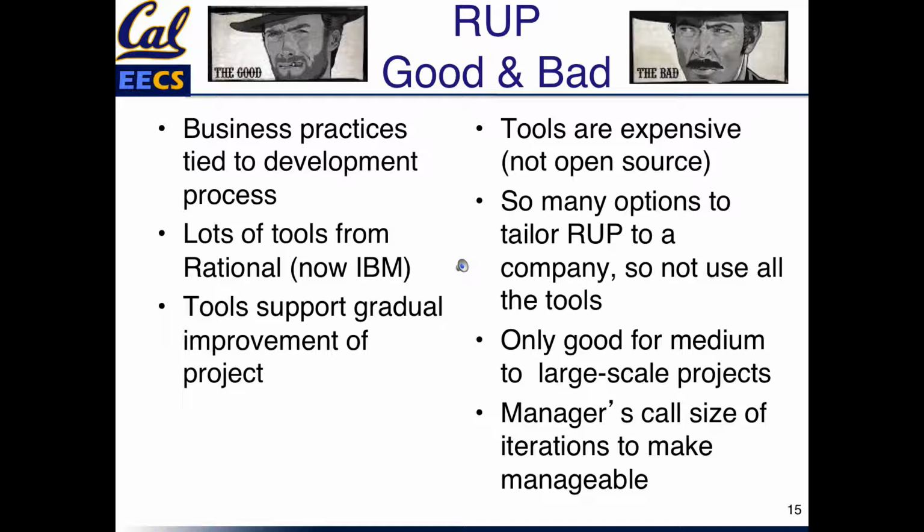The bad news is, it's tens of thousands of dollars for the tools, and there's no open source version. So unless you pay Rational IBM a lot of money, you can't use the tools. There's a lot of ways to tailor it, how many phases, how many iterations, business models, so you may not use all the tools. It tends to be good only for big projects because it's expensive, with a lot of overhead.